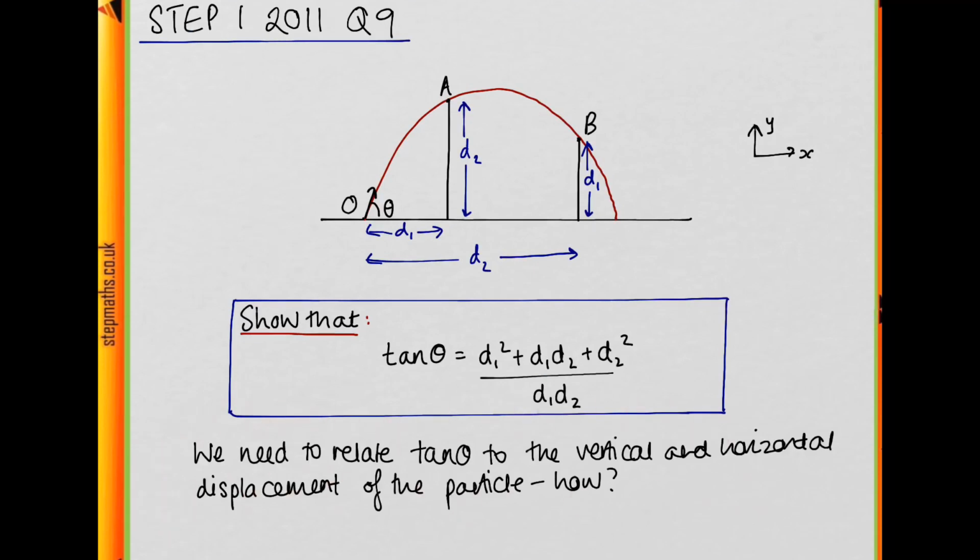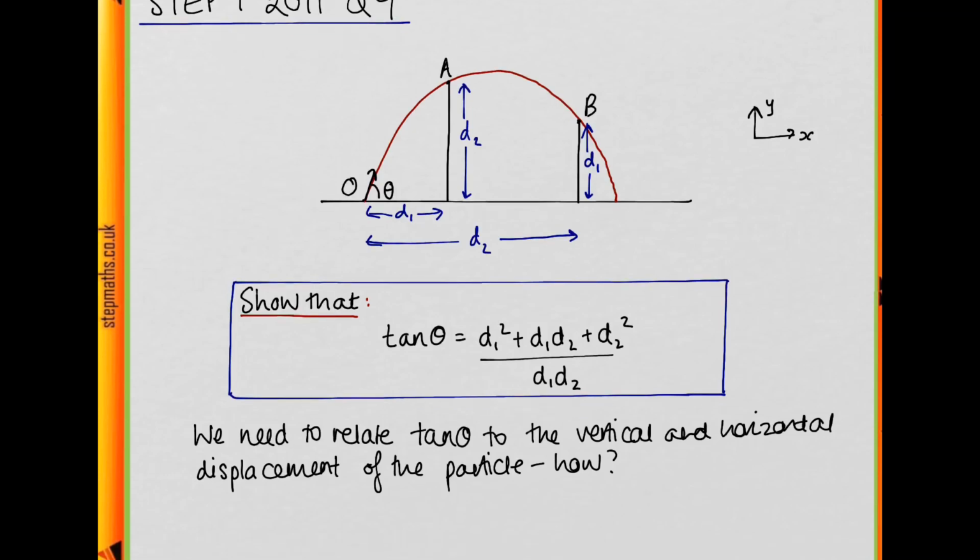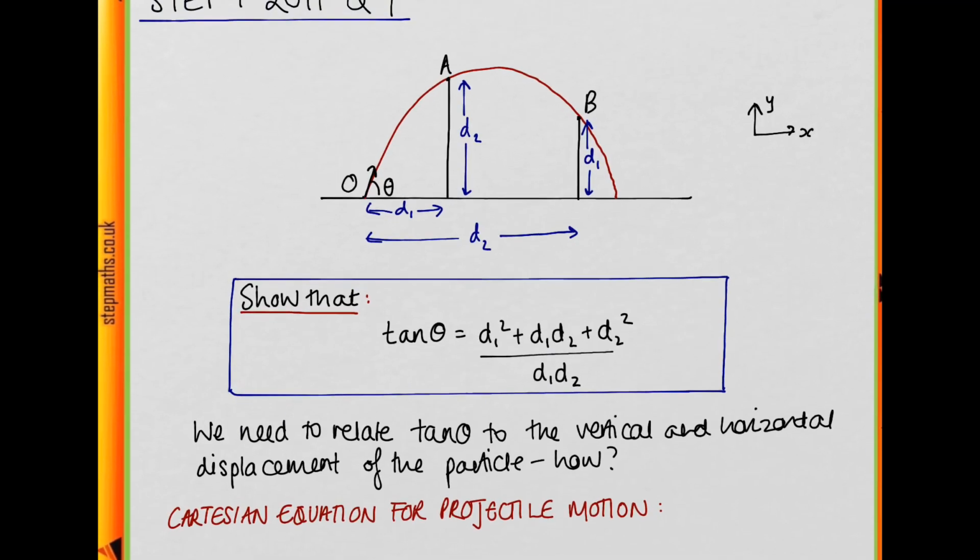Have a think yourself about a good formula to use to relate tan θ to vertical and horizontal displacements in projectile motion. A good hint would be that we should be using Cartesian coordinates, so taking the upward direction as y and the horizontal right direction as x. So the best thing to use is the Cartesian equation for projectile motion.